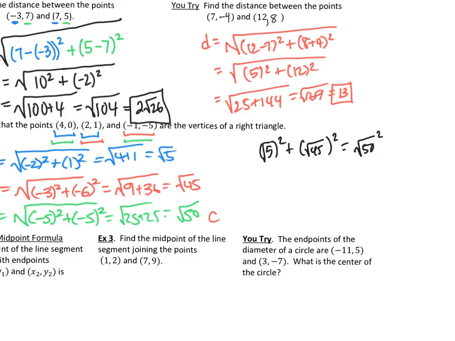Okay, and I can see right here where it was nice to not simplify my radicals, because root 5 squared goes to 5, root 45 squared goes to 45, and root 50 squared is just 50. So this does check. So these were the vertices of a right triangle.